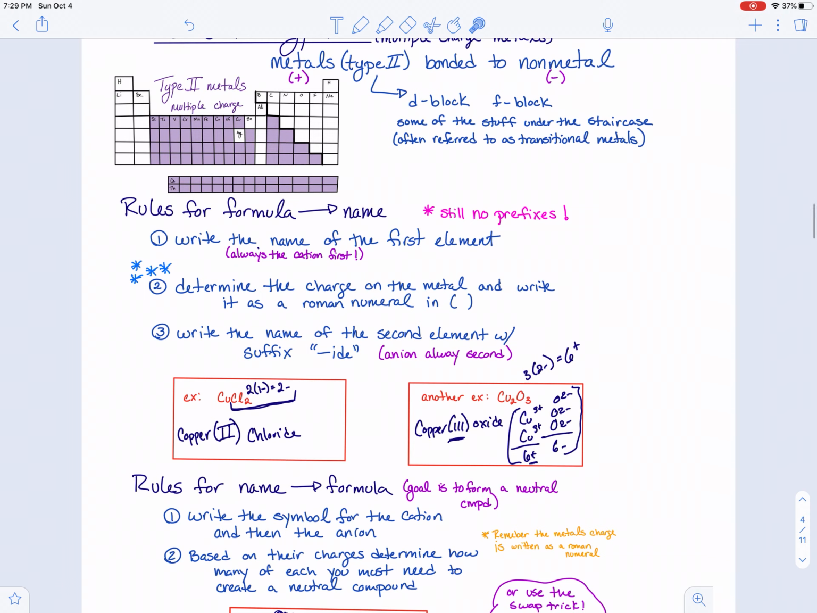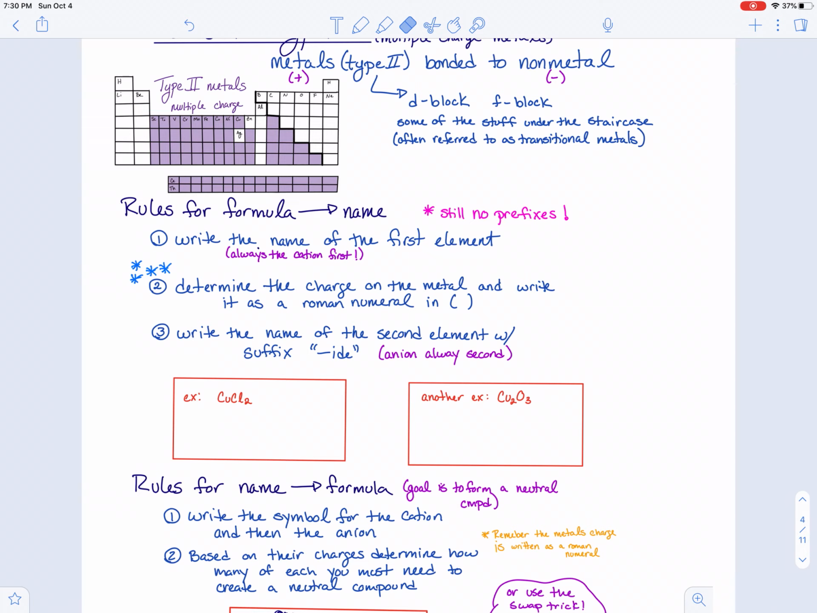So the rules for these, when we go from formula to name, are going to be different than our type 1. We're still not going to use any prefixes, but we are going to start using Roman numerals. So let me erase some of this stuff that's already written down here. And let's talk about going from formula to name.